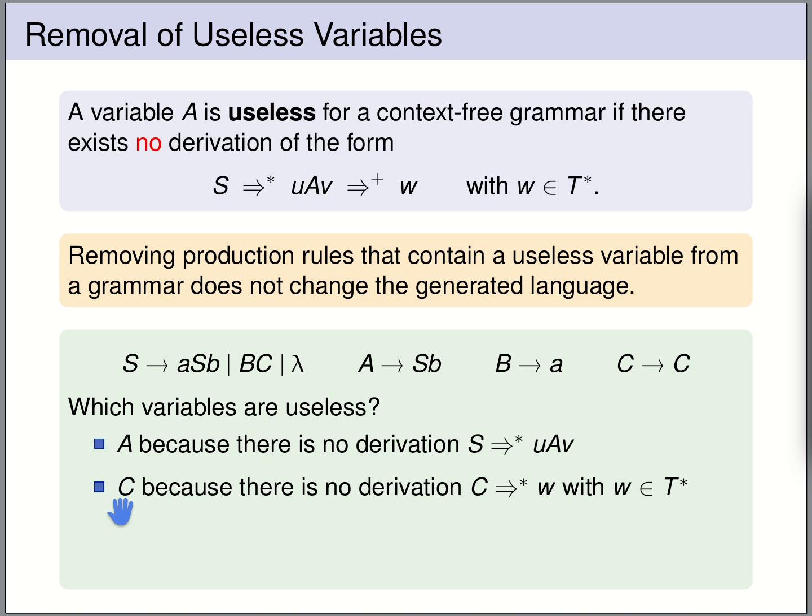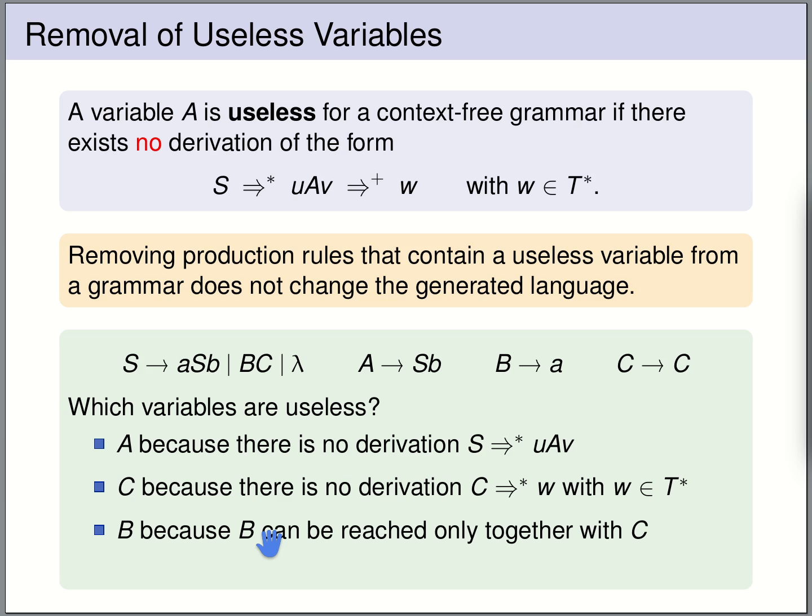Now, because C is useless, also the variable B is useless, because the variable B can only be reached together with C. So whenever we have derived a word with the variable B, then there's also a C, and from C we cannot get the terminal word, so B is useless as well. So actually A, B and C are useless, so we can drop all rules that contain A, B or C. What remains is just two rules, namely S rewrites to terminal a S terminal b or to the empty word lambda.